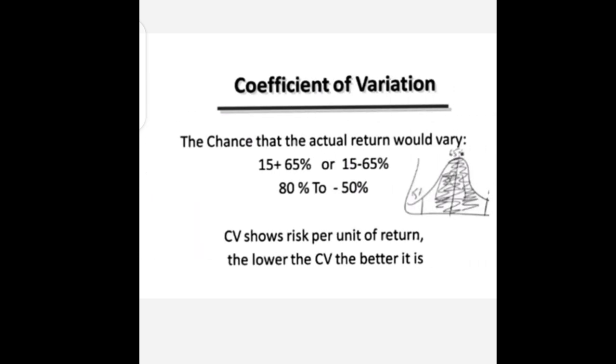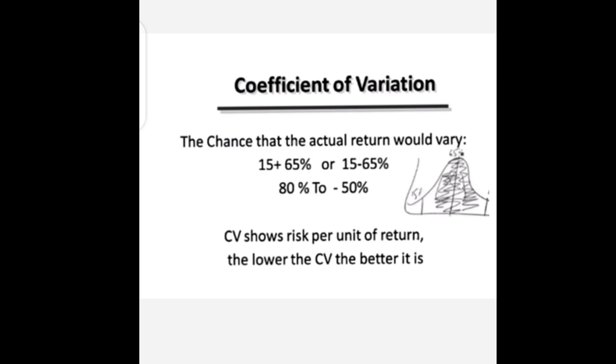So what is the coefficient of variation? It is 65% of the mean, and 15% of the data lies beyond the mean. So it is 80% to minus 50%. So how far is it from the mean? If we add 15% plus 65%, we will come to 80%. If we subtract 65%, we will come to minus 50%.